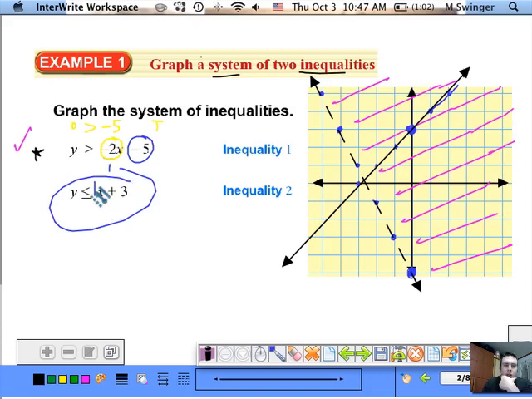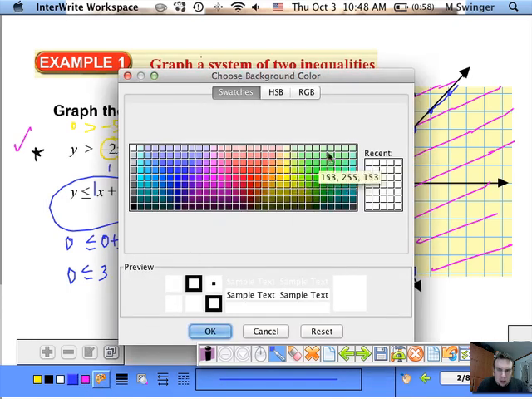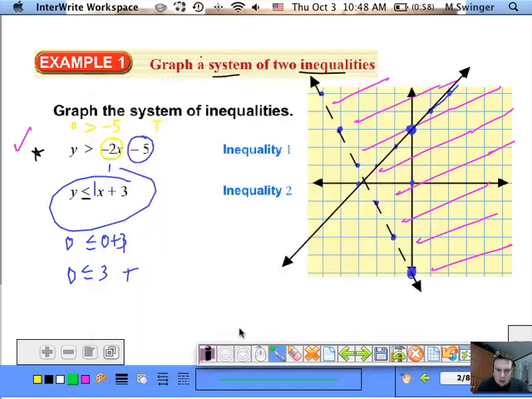Now we have to decide where to shade for this. So, let's plug in 0, 0. 0 is less than or equal to 0 plus 3. 0 is less than or equal to 3. Is that true? That's true, so therefore 0, 0 is a solution. Now you have to compartmentalize and forget that the first shade is here. I just want to shade the second shade, okay? So I'm going to change my color to some green here. I'm going to shade, this is the second line, I need to shade this way.